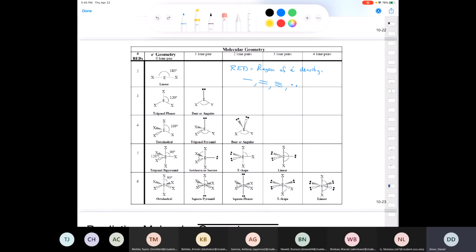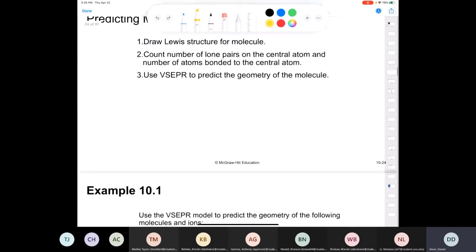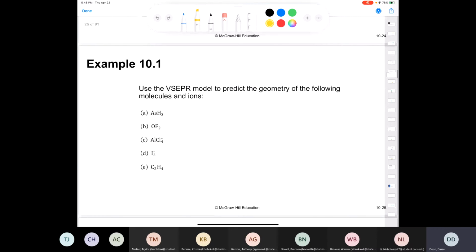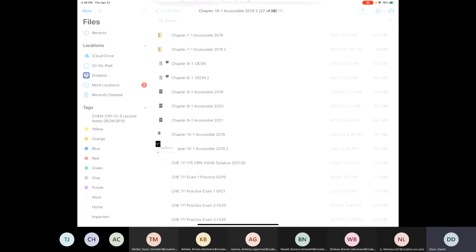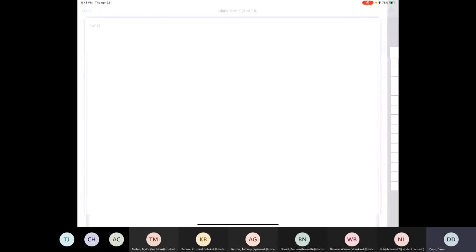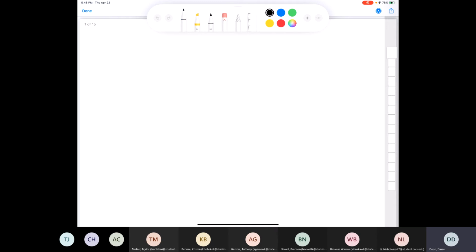Well, with all that in mind, let's take some time to try a couple of practice problems. This is example 10.1. There's not really enough space here for me to solve all of these, so I'm going to go over to a blank document here quickly, and we're going to take a look at the first one. So this is example 10.1, and we'll start with A, which is arsenic hydride.